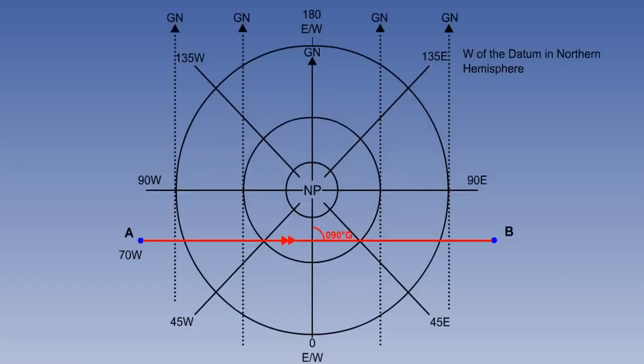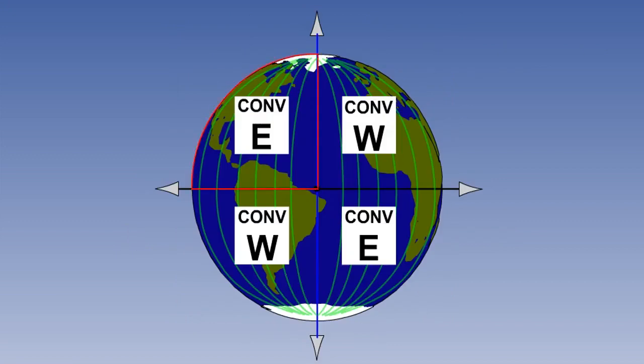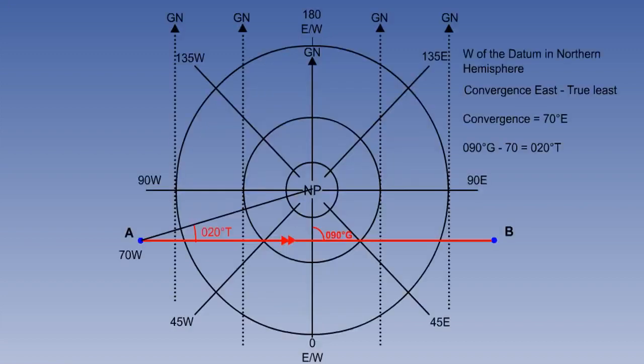Position A is at 70 west. As the datum is Greenwich, this is west of the datum, in the northern hemisphere. This is easterly convergence. Convergence east, true least. The true track will be smaller than grid by 70 degrees. 090 grid minus 70 degrees gives us a true track of 020.